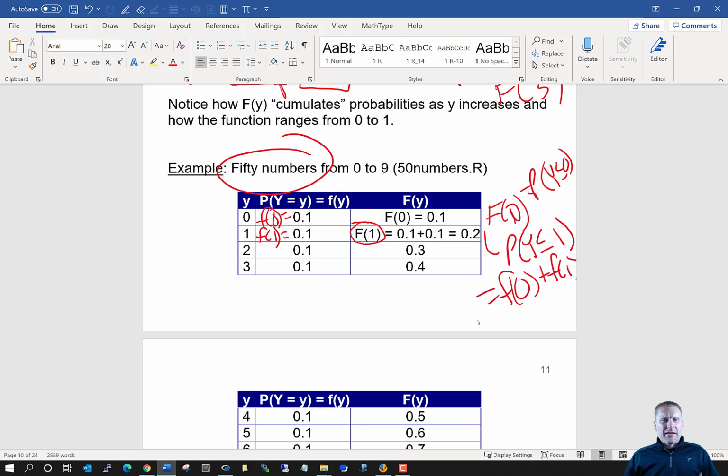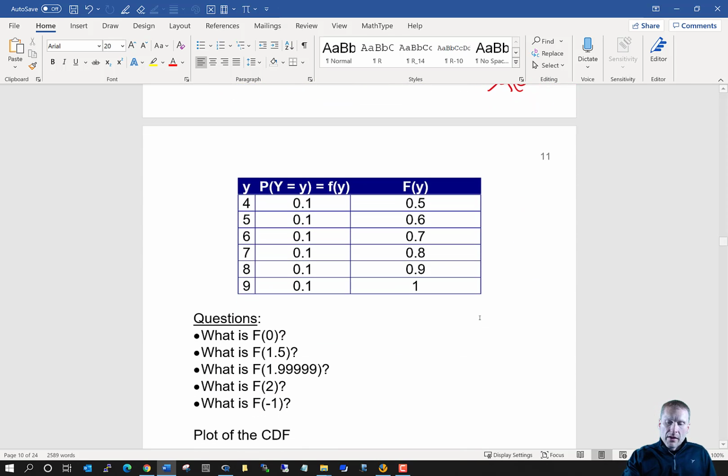But I think the concept here of what we're trying to do is simple. We're now looking at ways to accumulate these probabilities. So capital F of 9 then is equal to 1, because my probability that I'm going to draw something that's 9 or less is 1, because I only have slips of paper that are numbered 0 through 9. Okay, so some questions to make sure you're familiar with this.